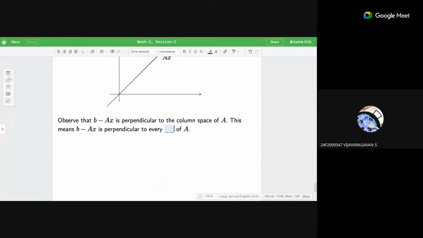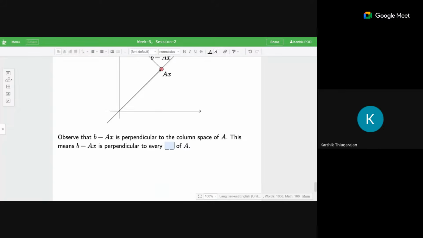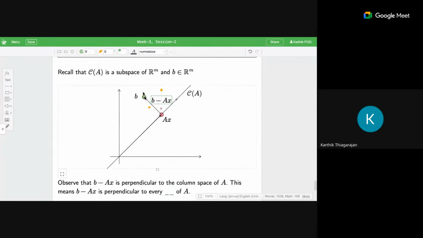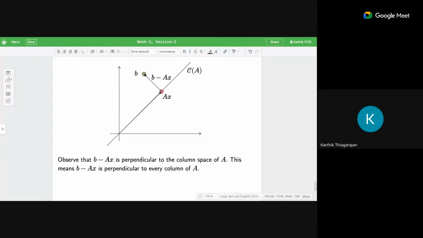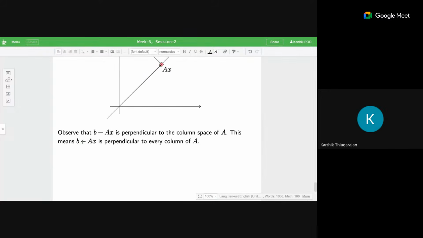See, this is b minus Ax. It is perpendicular to this line, and this line is the column space of A. Is it perpendicular to every column of A? Yeah. So if it's perpendicular to every column of A, then naturally it's going to be perpendicular to all vectors in the span of the columns of A, right? The first requirement is every column should be perpendicular to b minus Ax. Then only we can say that b minus Ax is perpendicular to the column space of A. Is this clear?